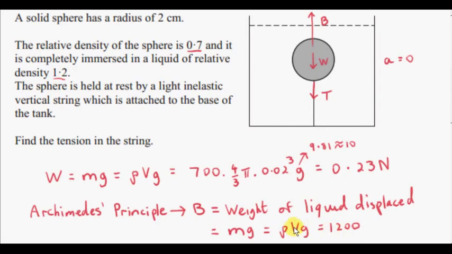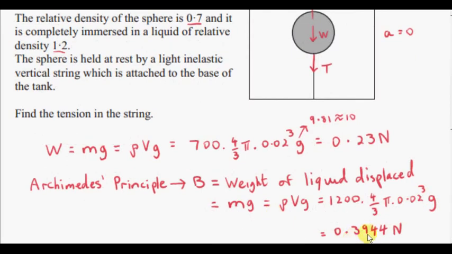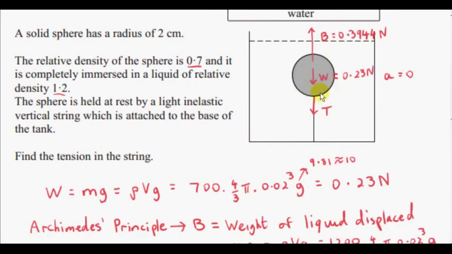What's the volume of the liquid displaced? Well, that's equal to the volume of the immersed object, which is the sphere. Okay, so the sphere takes the place of the liquid. The volume of the sphere is 4/3 pi r cubed. Okay, to 4 decimal places we see that B is 0.3944. So now we can go and find out what T is.